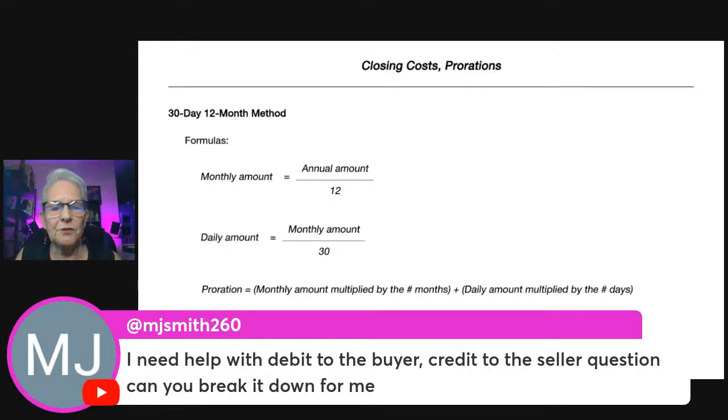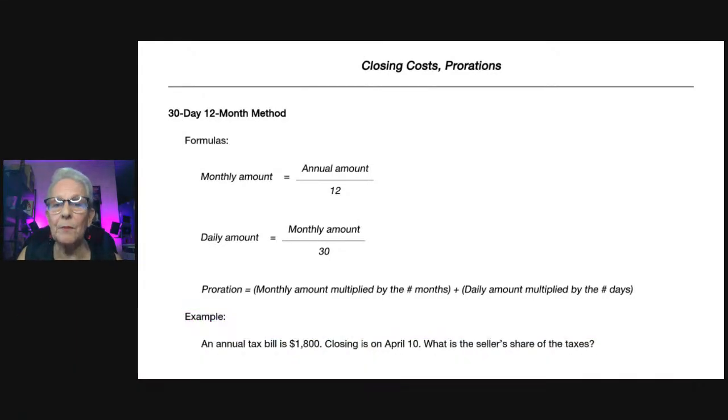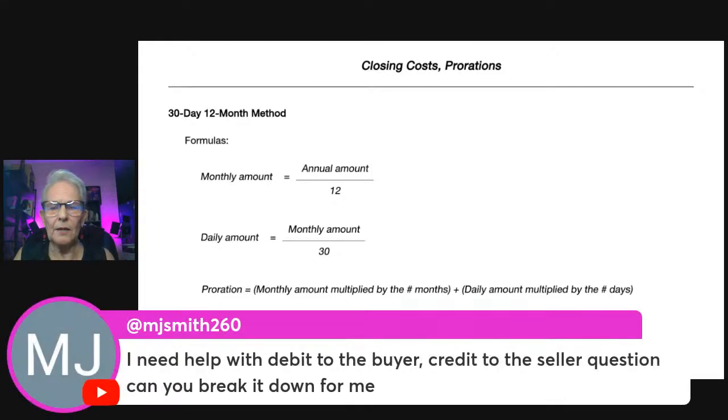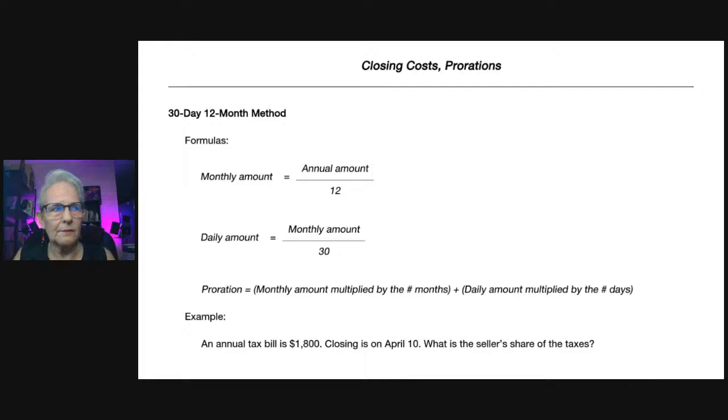So did you need help with debit to the buyer, credit to the seller question? Can you break it down for me? Well, it depends if we go through this here, and it's going to be different for everyone. I would look it up on Google and look for a debit credit spreadsheet, a settlement statement, a closing disclosure that has the columns for credit and debit, because it can get confusing, but I'm not sure it's covering it right here.